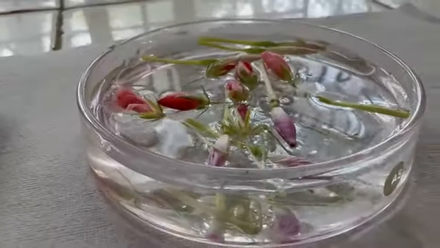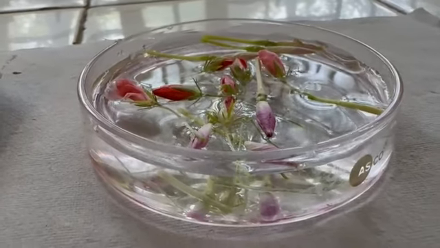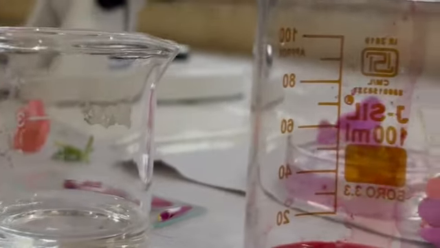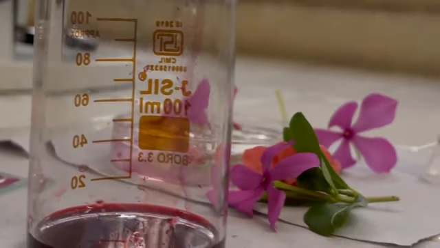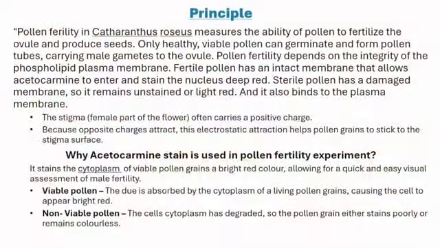Now, we have kept the buds of Catharanthus roseus dipped in water. Here, we have taken acetocarmine in one beaker and glycerol in another. Pollen fertility in Catharanthus roseus is used to test the ability of pollen to fertilize the ovule and form seeds. Only healthy and viable pollen with an intact membrane can take up the acetocarmine stain, turning deep red.